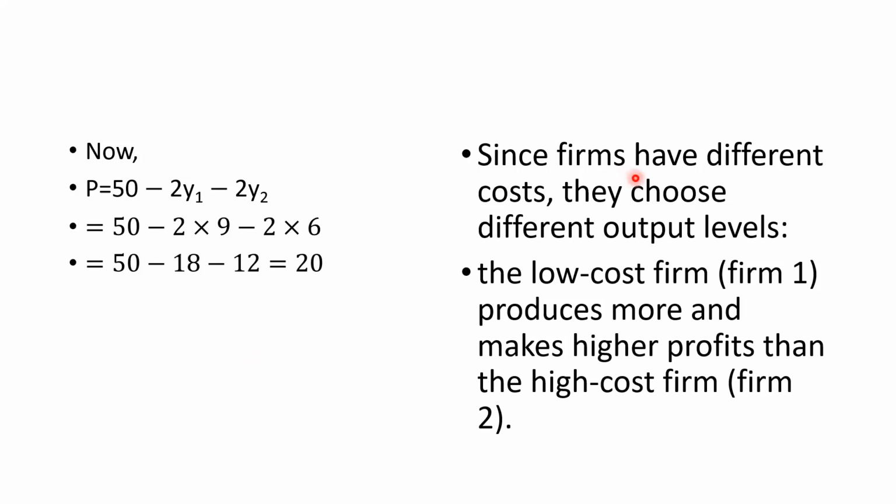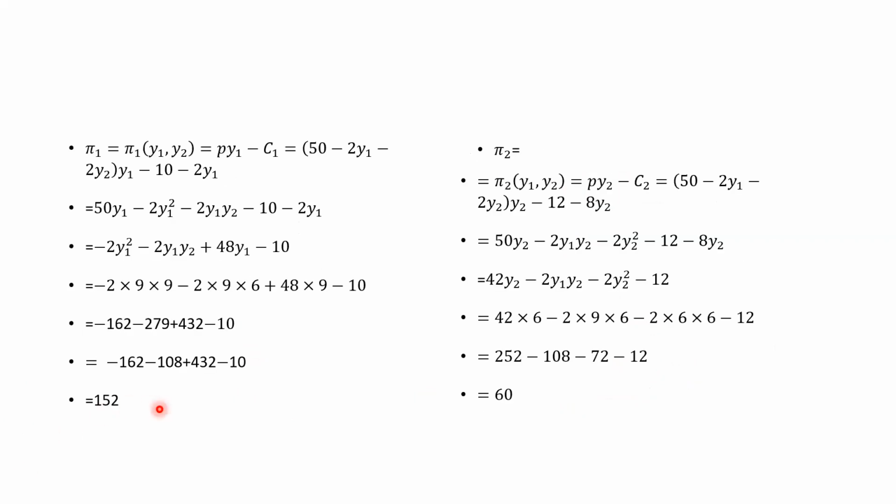Now, since firms have different costs, they choose different output levels. The low cost firm or firm 1 produces more and makes higher profits than the high cost firm or firm 2. Their profit levels are different. See, one is 152, one is 60. This is the firm with the lower cost. You substitute the values of y2 and y1, you will see that one firm has higher cost compared. You can also find the cost levels of the two firms, C1 and C2. So you'll see that one firm has higher cost compared to the other. The firm with the lower cost is earning more profits between the two firms.